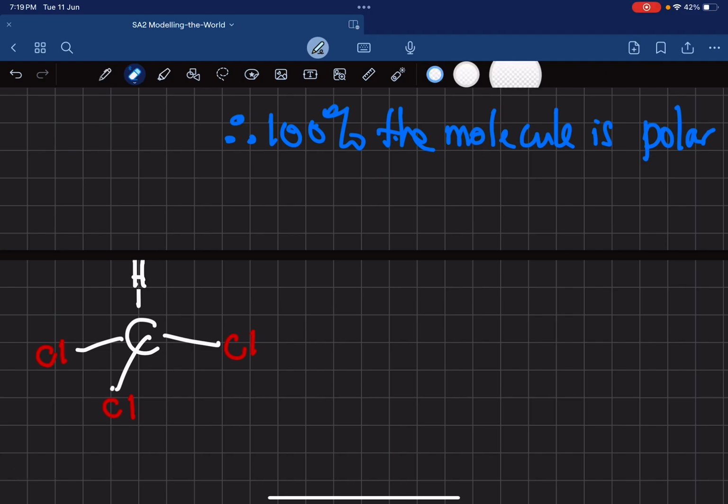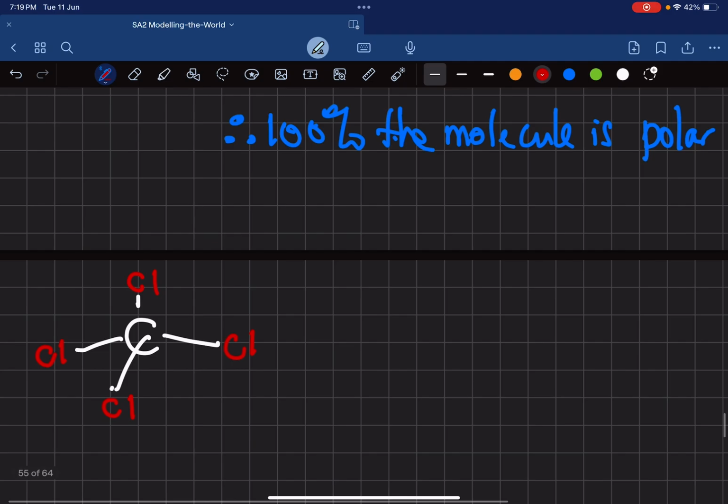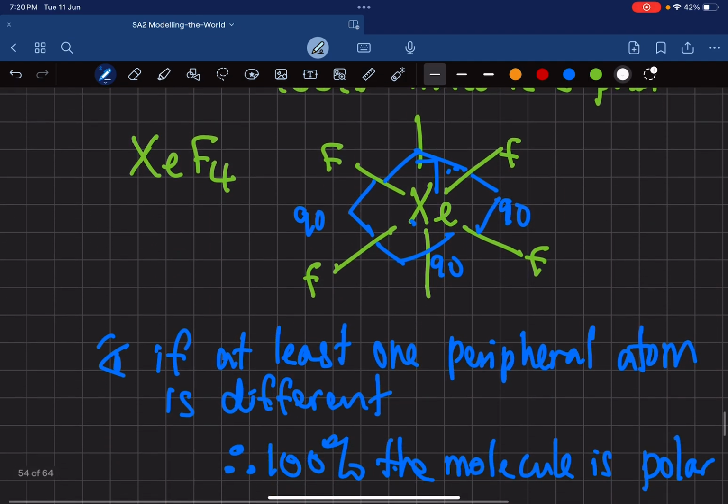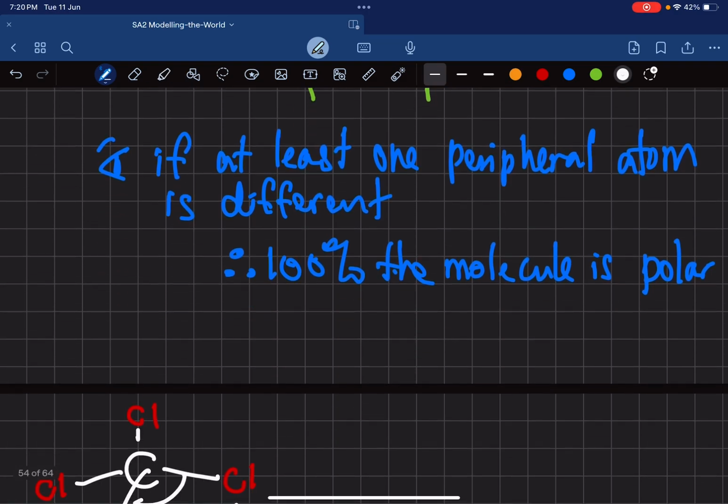And what happens is, if I replace all of them with chlorine, now all the peripheral atoms are the same. This tetrachloromethane ends up being non-polar. Okay, it ends up being non-polar, because again the same thing, all peripheral atoms are the same, the bond angles are all the same again, so they will all cancel each other out. All right, so you draw the molecule, it has one lone pair, it is most likely polar. The peripheral atoms are not the same, it's polar.